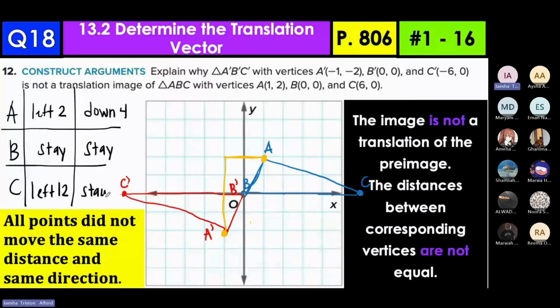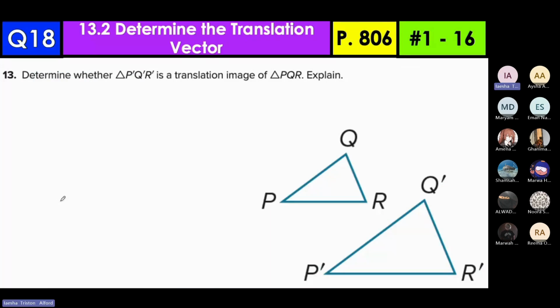This is not possible to be a translation. To be a translation, we discussed it earlier. It has to have the same direction and it has to have the same number. If it's not, you cannot call it translation. Okay. Number 13 is another explain. This is translation, yes or no?